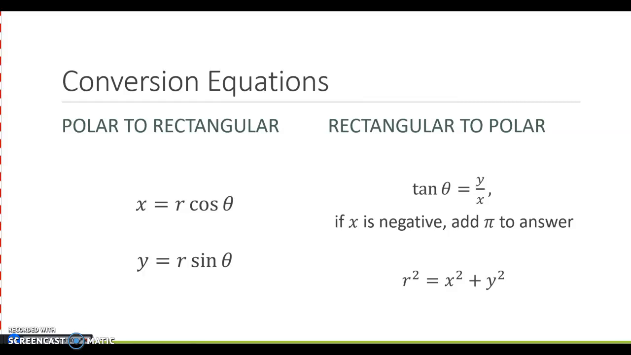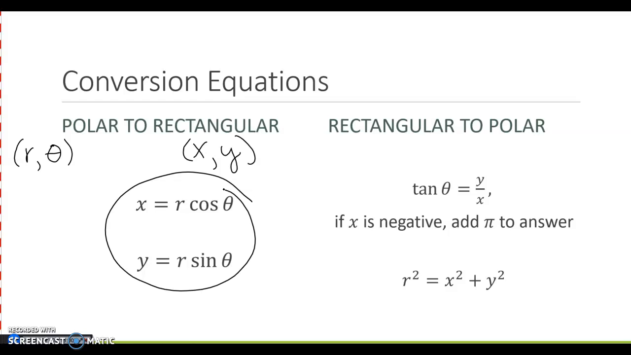So these are your conversion equations. If you are starting with a polar point, which to recap is in the form r, theta, and you're trying to go to a rectangular point, x, y, you would use these equations. So you would know r and theta, you would find x and y. Going backwards then, you would need to find theta and r, so you would use these equations.